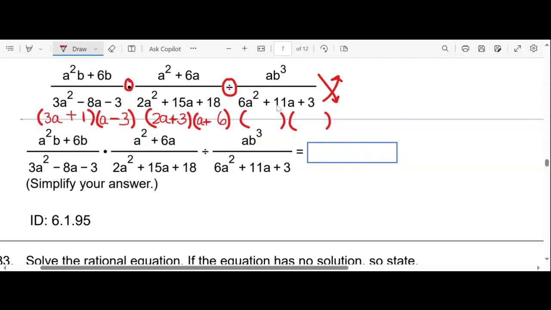Yalla, help me with the last one. 6 and 3. I need 11. 6A. No. 2A and 3A. Where should I put the other 3? Here or here? Here, right. You put 1 here.